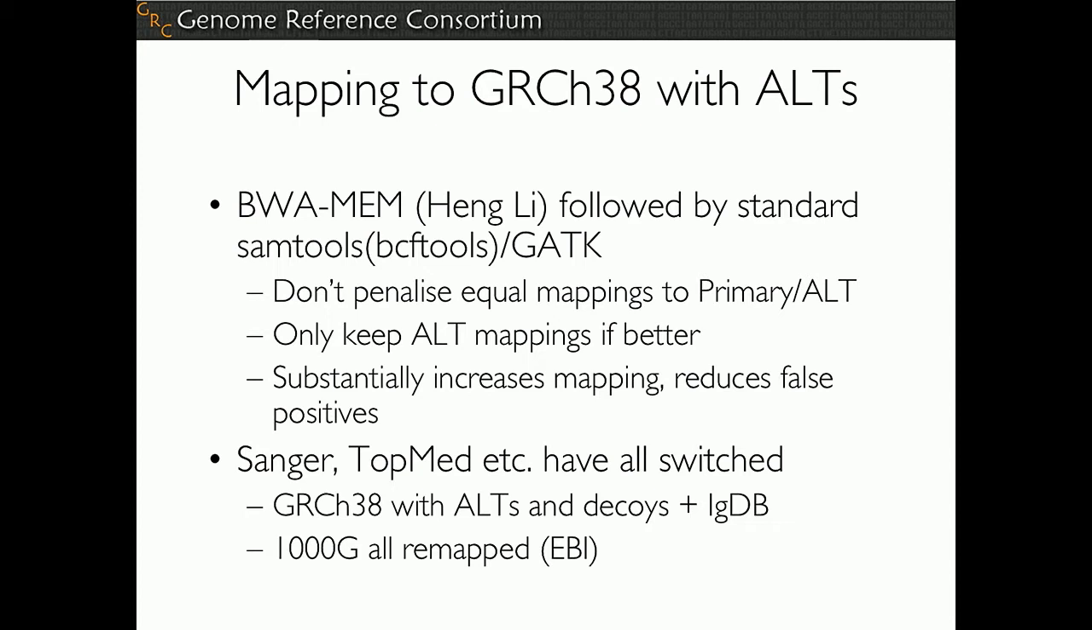You can then use standard calling processes. What happens is that things that map equally well to the primary and the alt don't get penalized. They map to the primary. If they map better to the alt and they're not representing the primary, then they'll get placed on the alt. So you can make variant calls on the alt only in those regions which are distinctive from the primary. And it substantially increases mapping performance and reduces false positives.